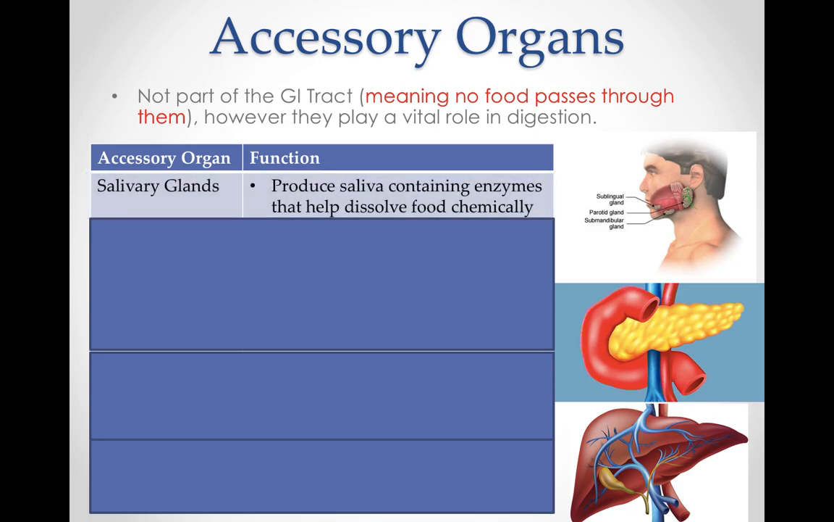The first one is the salivary glands. So we know that those are right close to our mouth. They're kind of under our tongue there, you can see in the picture. And the main job of the salivary glands is to produce saliva. And this saliva contains enzymes that help dissolve food chemically. So they are playing the role in chemical digestion in the mouth.